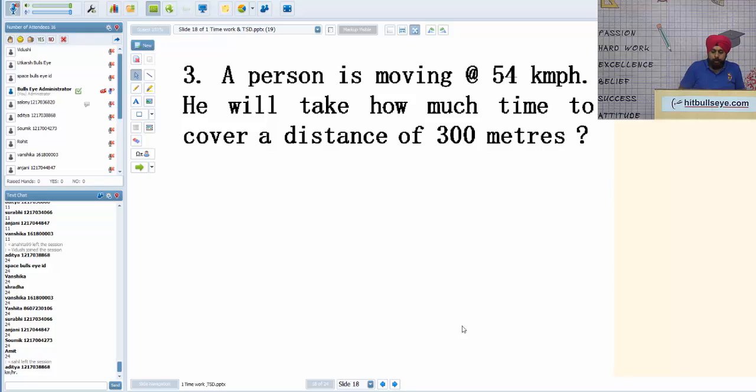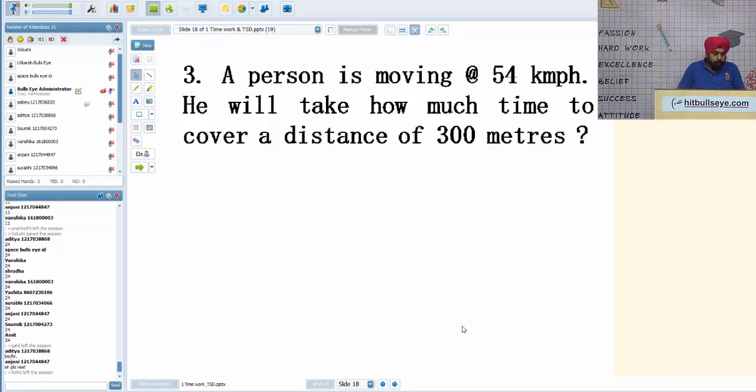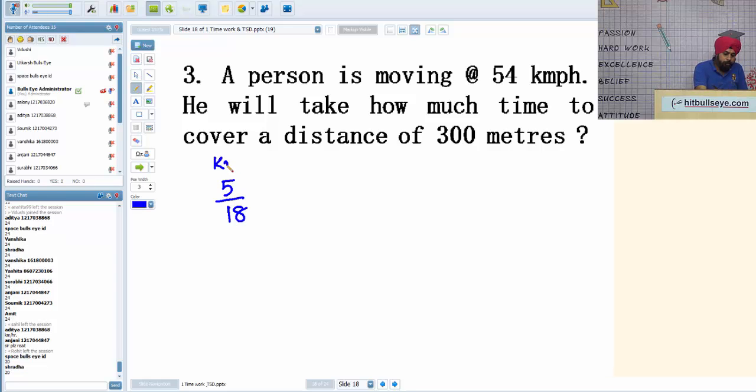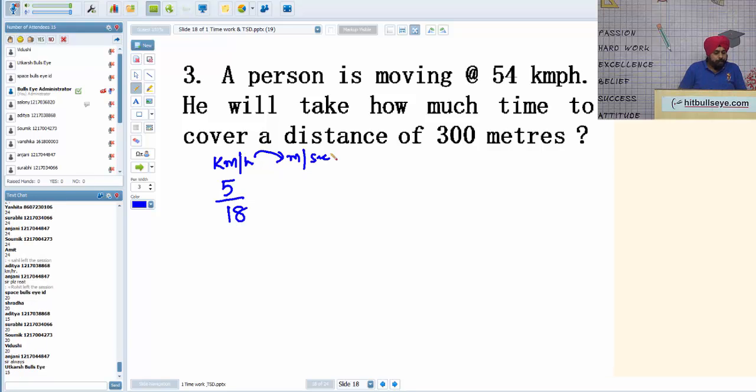So let's move on. Students, answer this question. Anjani, I just said if you want to convert from kilometer per hour to meters per second, you need to multiply it by 5 by 18. Yes, Anjani. A kilometer will always have 1000 meters and an hour will always have 3600 seconds. So it will always happen.